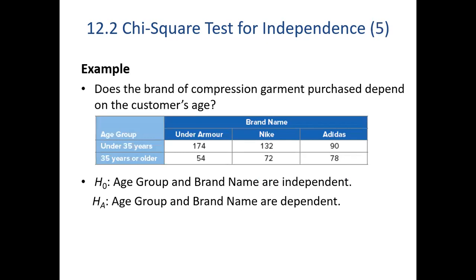So, does the brand of compression garment purchased depend on customer's age? There are 2 categories of age, so 2 rows, and there are 3 columns: Under Armour, Nike, and Adidas. Null: age group and brand names are independent. Alternate: age group and brand names are dependent.